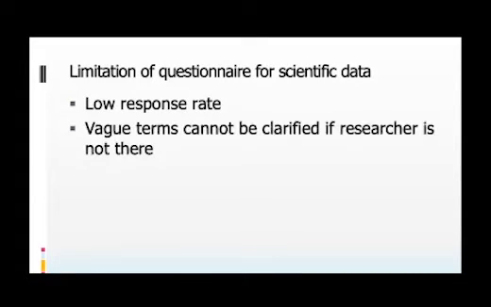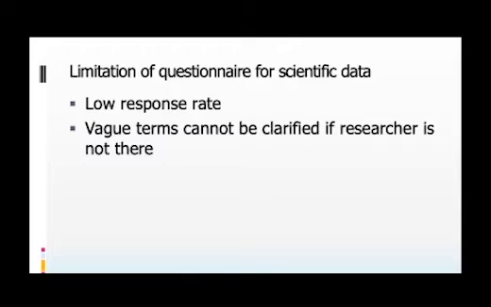But there are limitations as well for a questionnaire. Low response rate. The yield is very low. If you give out, for example, 5,000 questionnaires to 5,000 people, you'll be happy to get 1,000. The yield is much lower than if you do a face-to-face interview. And vague terms cannot be clarified if the researcher is not there. That's the reason why, when you give out a questionnaire, you don't put vague terms.